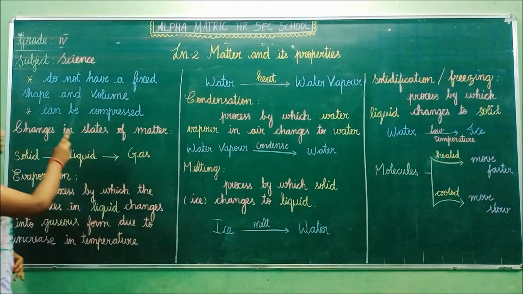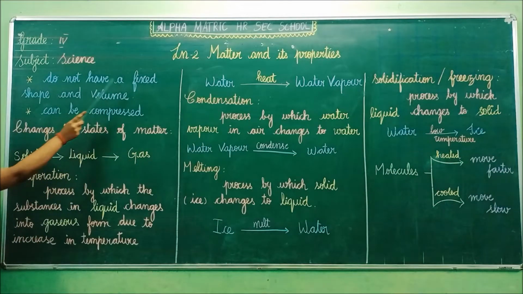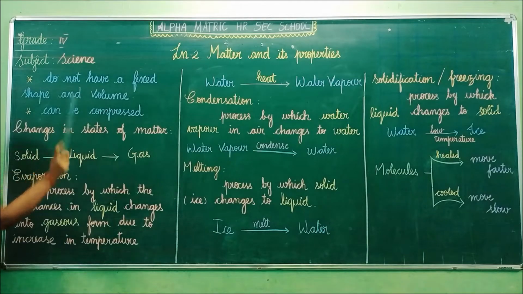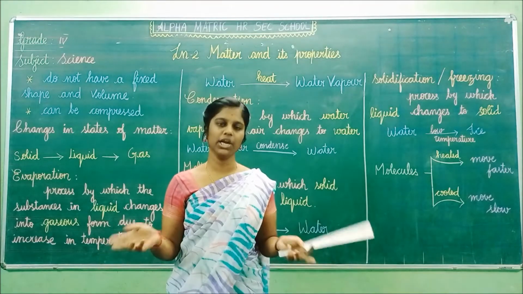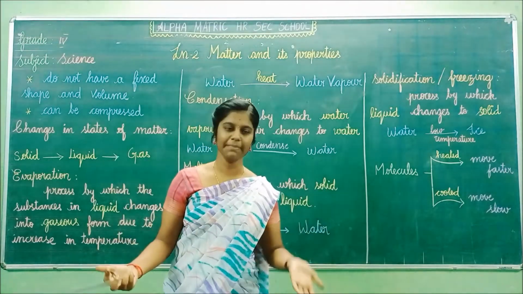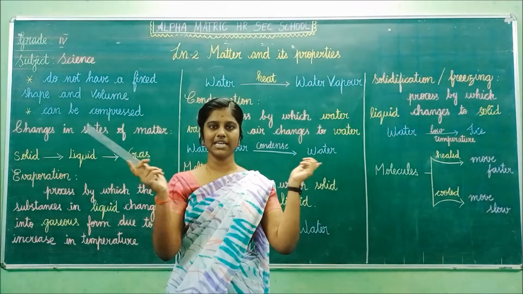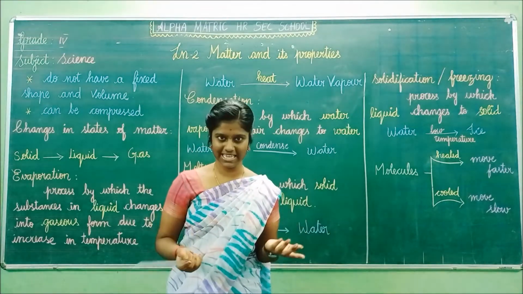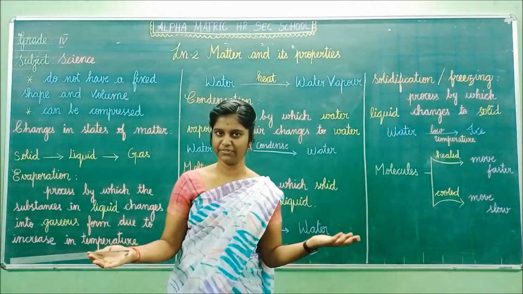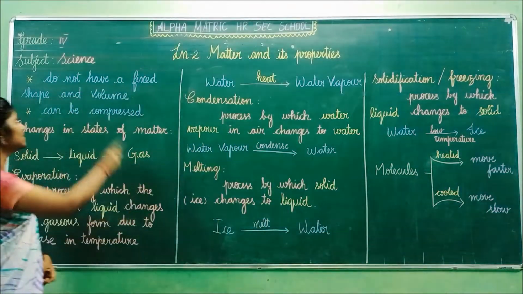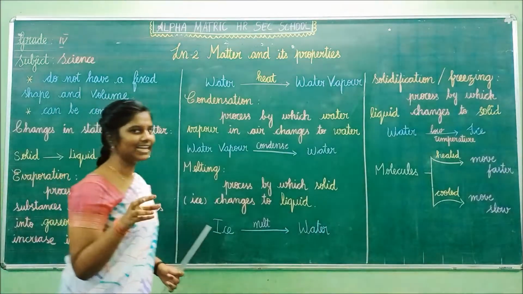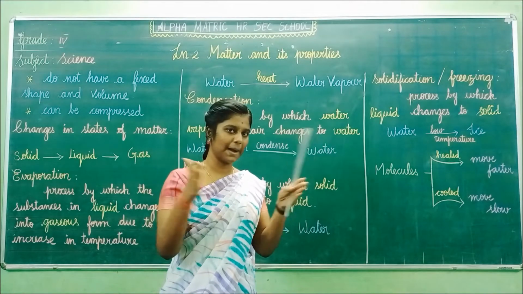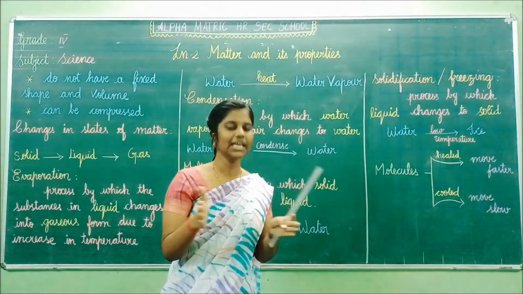The next point is gases do not have a fixed shape and volume. See, gases do not have any shape. Here also the gas is there. Is there any shape for it? No. Around us the gas is present, but we can't see it and it does not have any definite shape and definite volume. Gases can be compressed. If you fill air inside a balloon, it can be compressed.